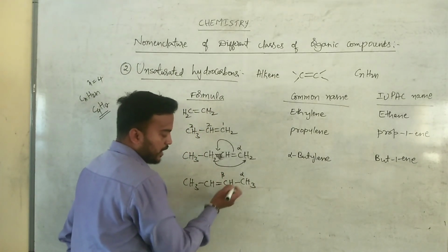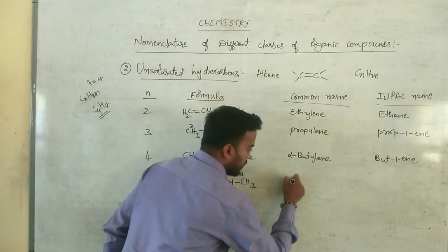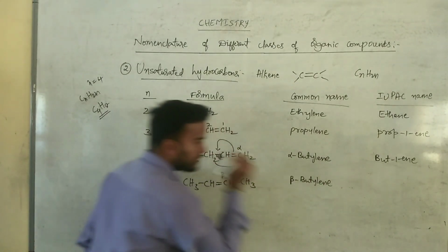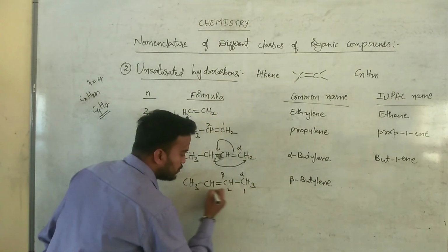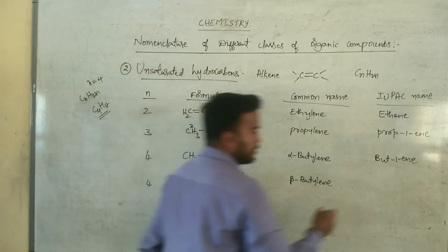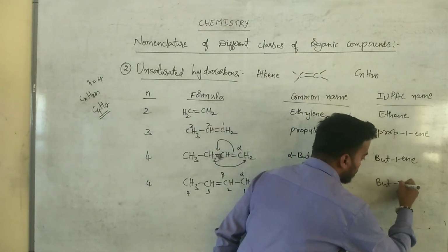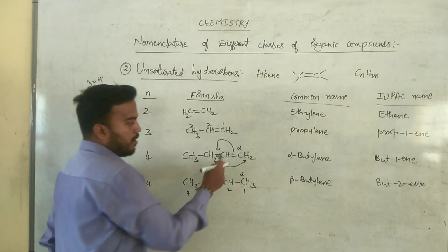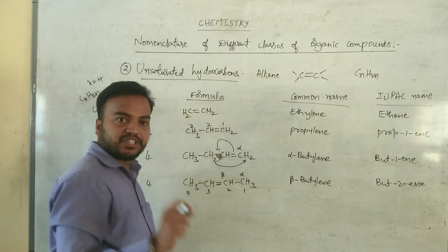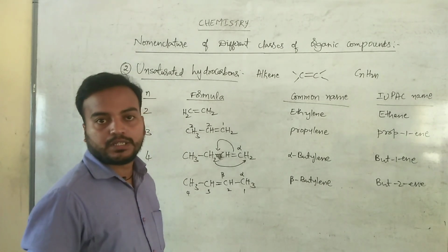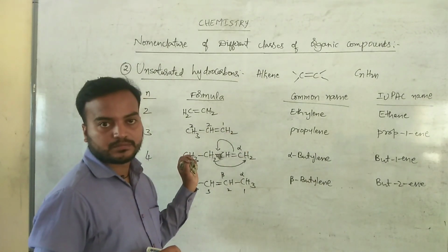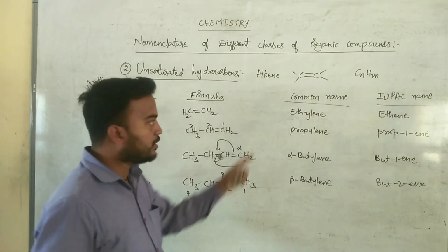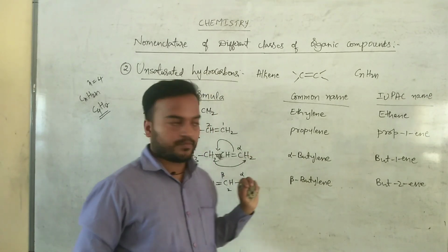So what is the common name? Beta butylene. What is the IUPAC name? 1, 2, 3, 4, but-2-ene. Alpha and beta indicate the position of the double bond in the common system.